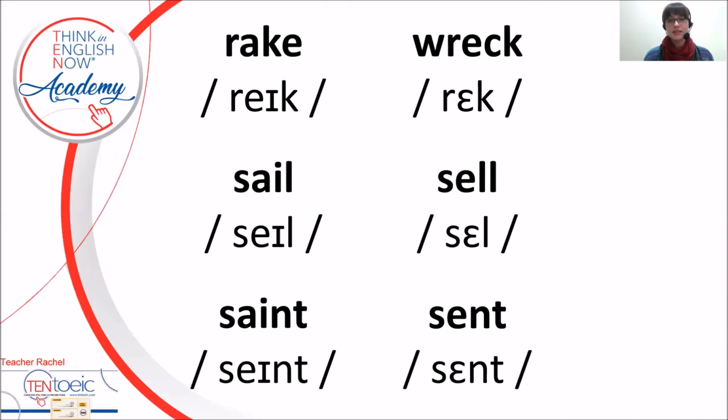Sail. This is, for example, a sailboat. So a boat that goes in the water, and then there's a big piece of fabric on top. Maybe it's white. That is the sail, the piece of fabric, and that is a sailboat.